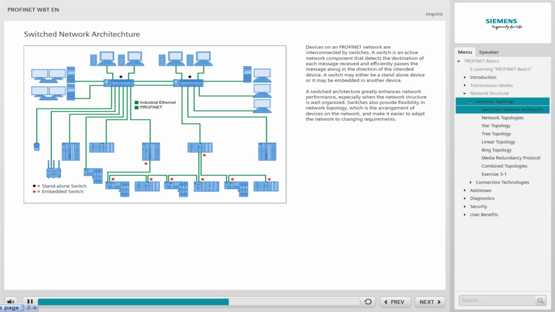Because devices on a PROFINET network communicate point-to-point, this switched architecture greatly enhances network performance, especially when the network structure is well organized. Switches also provide flexibility in network topology, which is the arrangement of devices on the network, and make it easier to adapt the network to changing requirements.